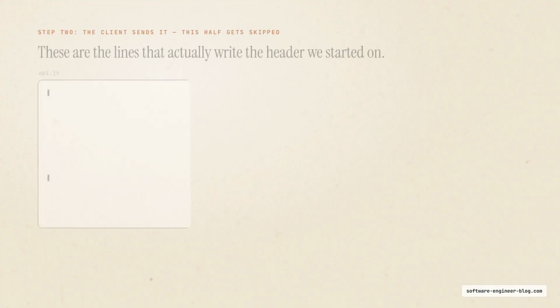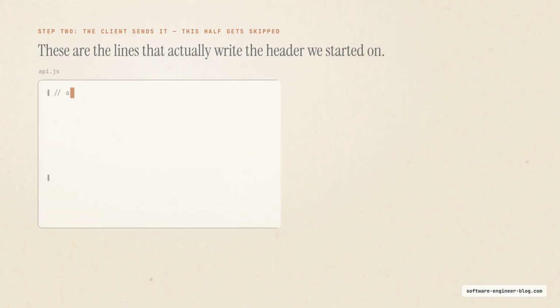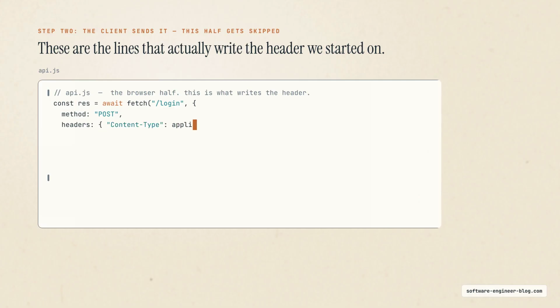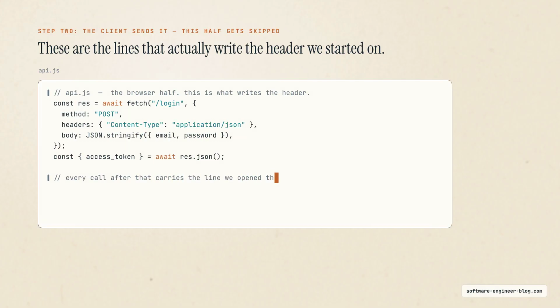Step 2. The client sends it. This half gets skipped in almost every explanation, and it is the half that actually produces the header we opened this video with. In the browser, you call the login endpoint with the email and password, and you read the access token out of the answer. Then, on every call after that, you set one header: the word Bearer, one space, the token. That line is literally the line at the top of this video.